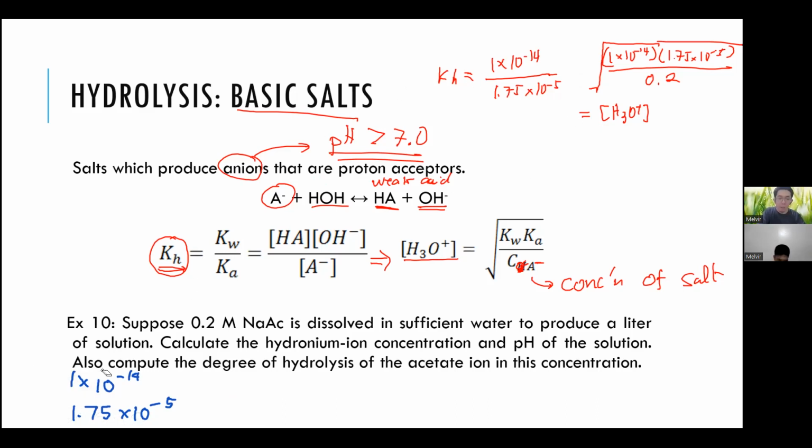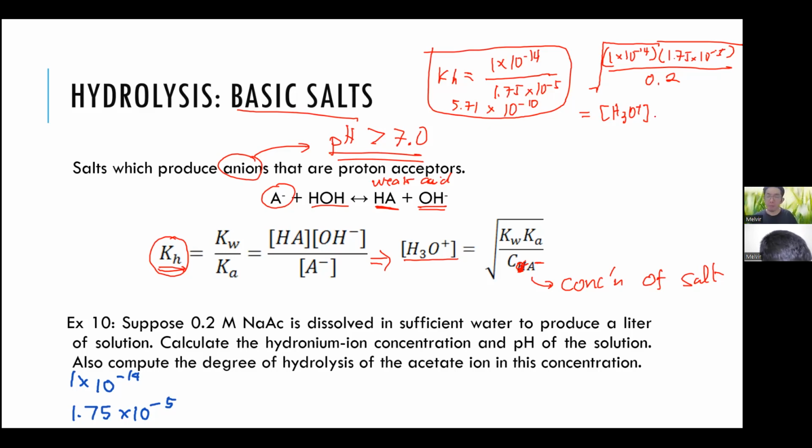Yes. Kh. This is the Kh value, or the hydrolysis value. I'll just box it. This is your hydrolysis value. Okay? So let me simplify your hydrolysis value: 1 exponent negative 14 divided by 1.75 exponent negative 5, which is 5.71, which is actually the Kb. If you look, it's the Kb of acetate. Remember, Kw, right? Ka times Kb, it's the Kb of your acetic acid's conjugate base.